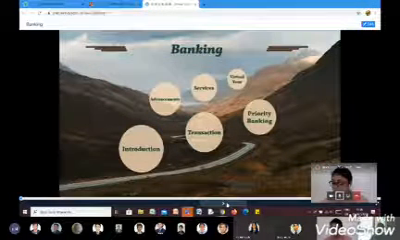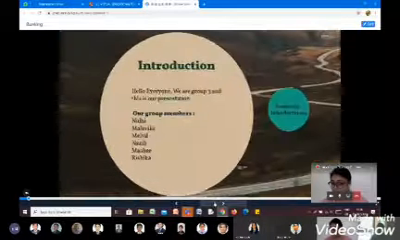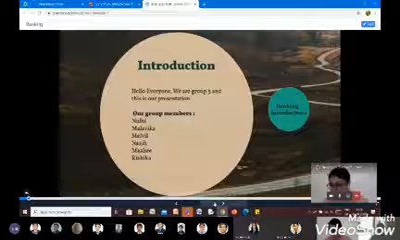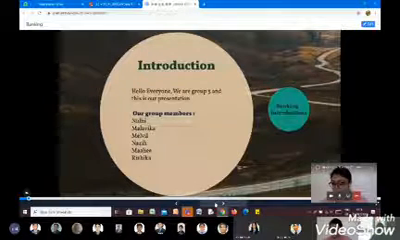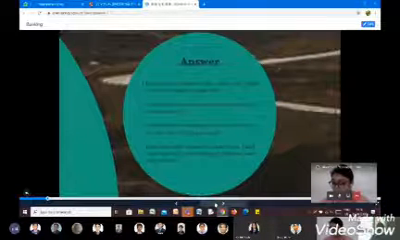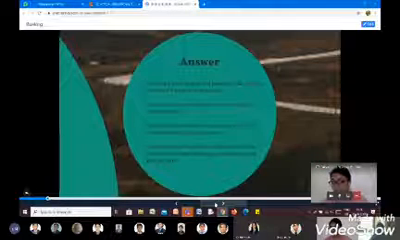Good morning, everyone. We are group 3, and our group members are Nidhi, Malvika, Melvin, Nazi, Mahi, and Rishika. We're going to talk about banking and what we've learned through the virtual tour. So the first question is, what is banking? Banking is an industry by itself. It handles financial transactions, cash, credit, etc.